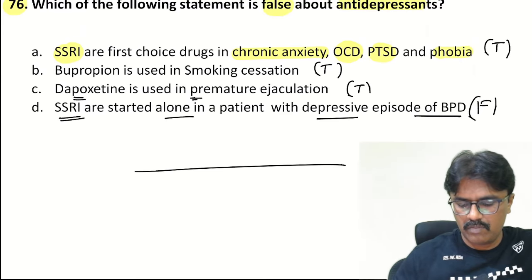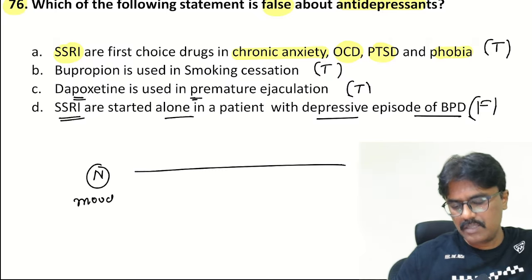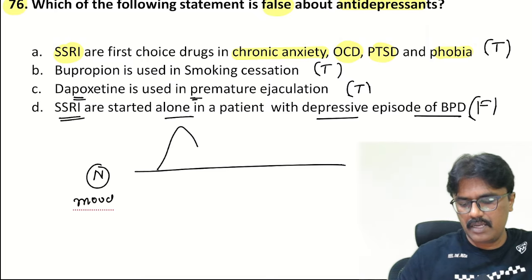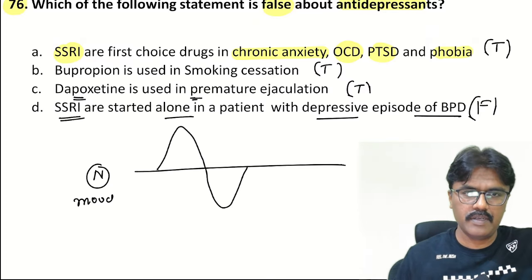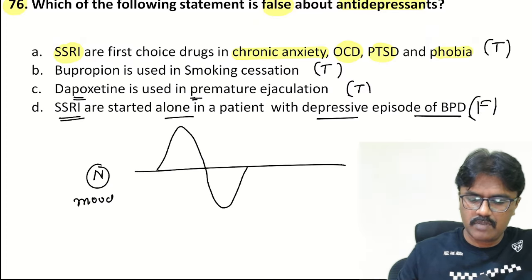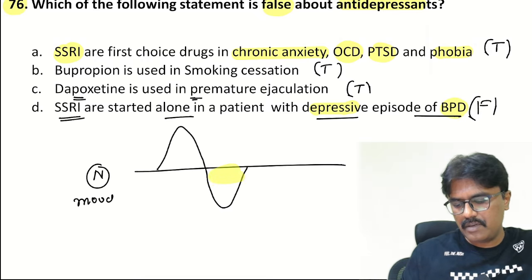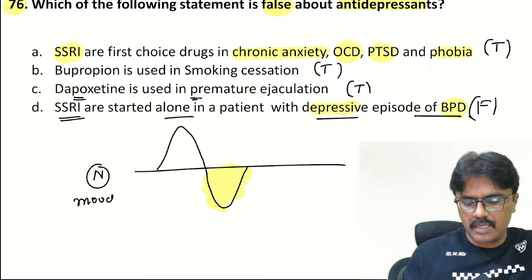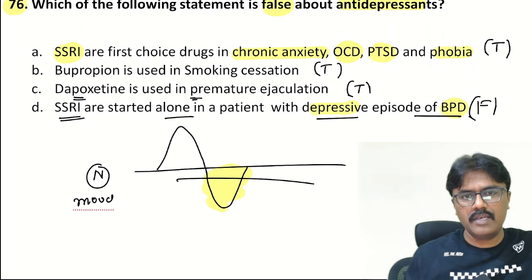This is a normal mood. So let us imagine this is the normal mood. This is mania and this is depression. That is called bipolar disorder. Now suppose a person comes to your hospital with bipolar disorder and he is having only depression. What happens? You give SSRI. SSRI will treat only depression. What happens if you give only SSRI? The person will become manic.